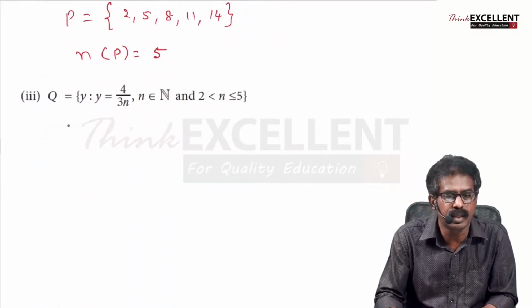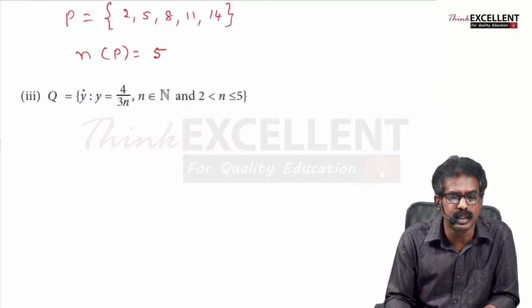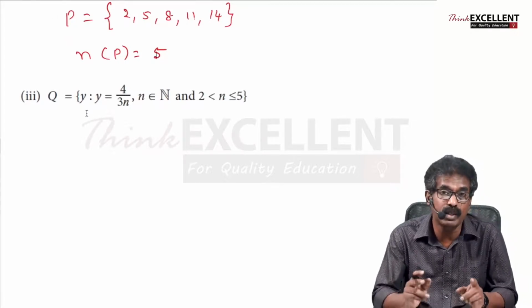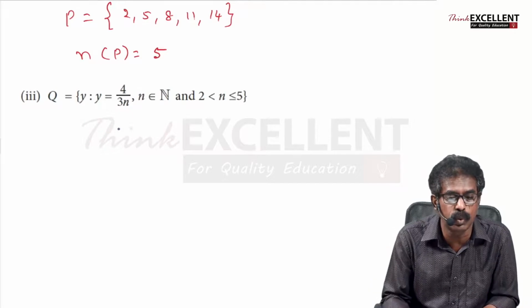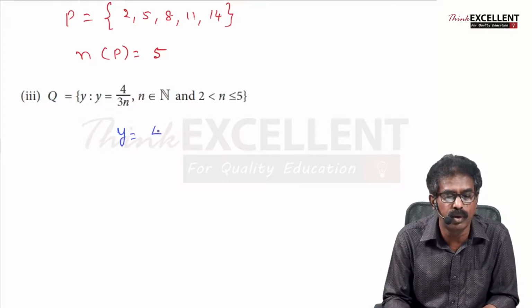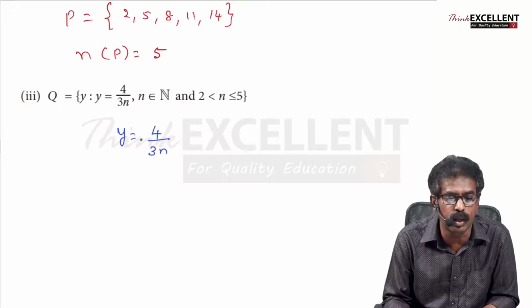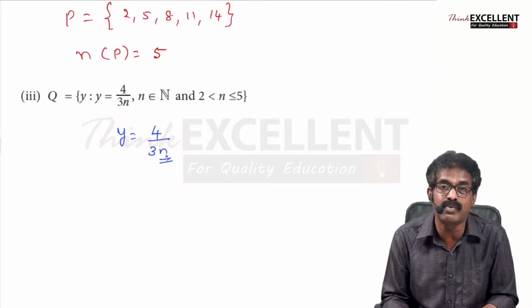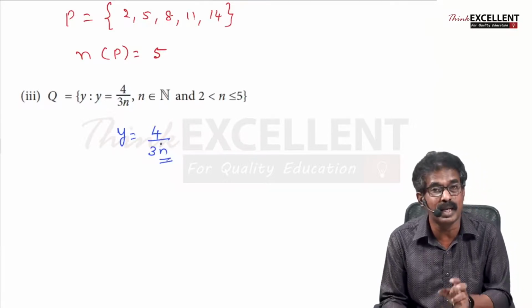Q is equal to the set of all y. So we have to find the y value such that y equals 4 by 3n. If you want to find y, you must know the value of what? n. So now let us see what n is.